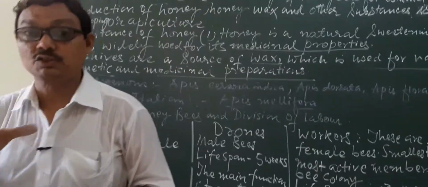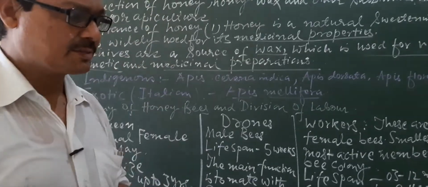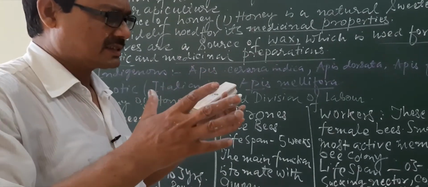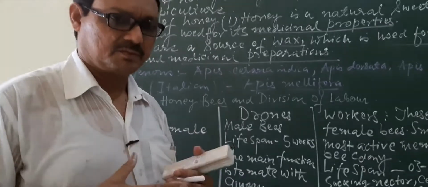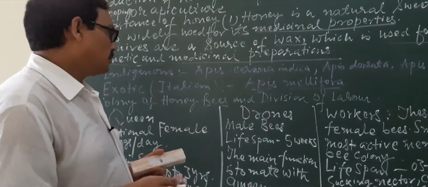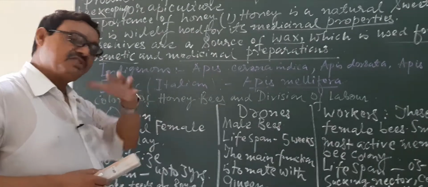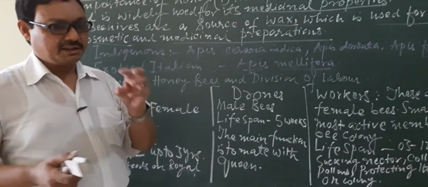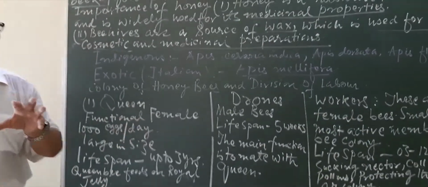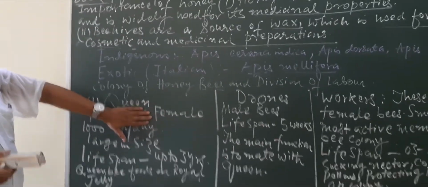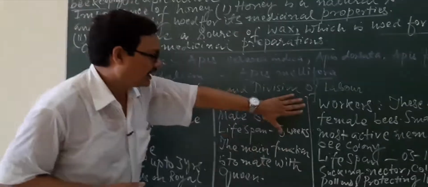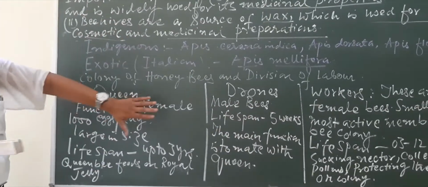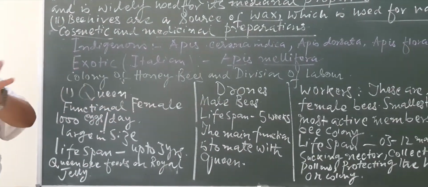That's why they are known as the social insect. Why? Because their family members work together in a very coordinated manner and perform their functions efficiently, and there is leadership as well, that is the queen. Depending on the work and the labor, the entire family is divisible into 3 different categories.